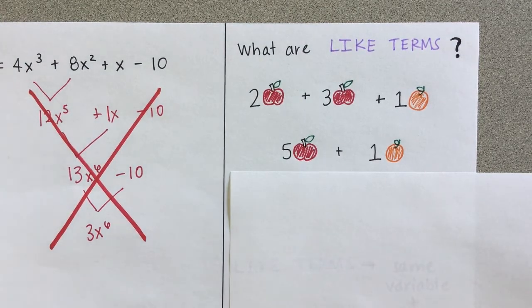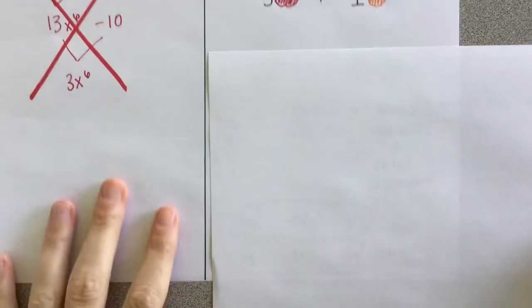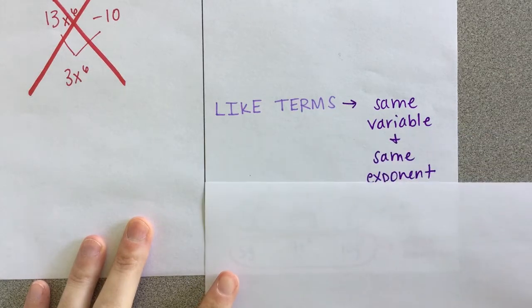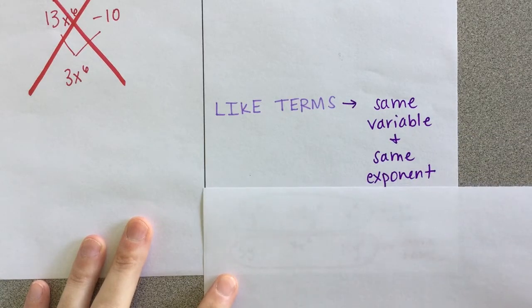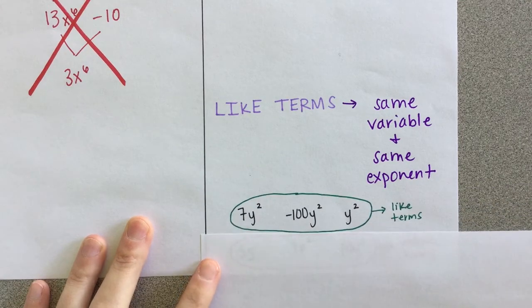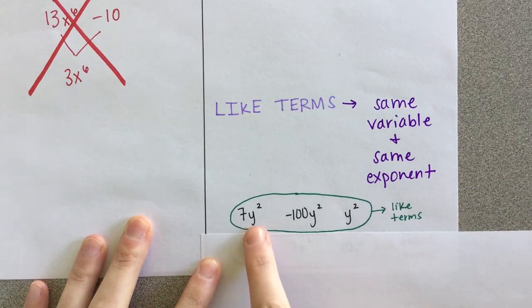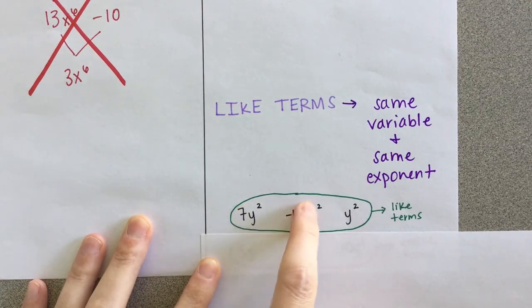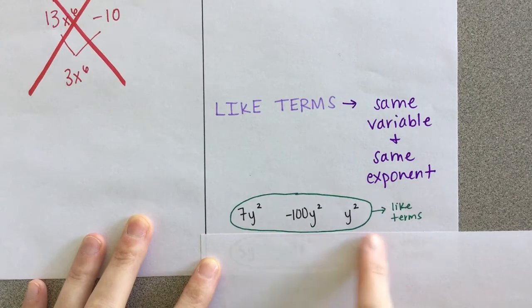So in math, the idea of like terms is similar. So the way that we define like terms, well, first, they need to have the same variable. They also need to have the same exponent. So some examples of things that are like terms would be these. Notice that they all have the same variable, which is y, and they all have the same exponent of 2. So these could be added or subtracted together because they are like terms.